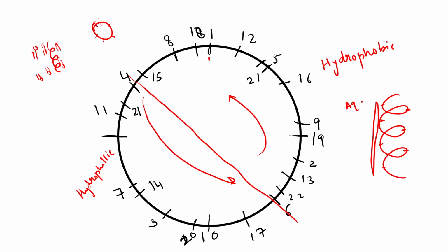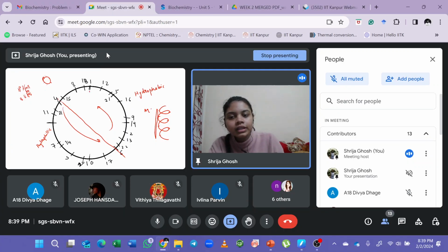In that case, you cannot make a division and say half of them are hydrophobic, half of them are hydrophilic. So it depends on the type of protein that we are talking about. If I am talking about a globular protein, then yes, you can make a division like this. But if I am talking about a membrane protein, then we cannot have this kind of division. So you have to see what kind of protein we are talking about, and that's how you will have to decide.